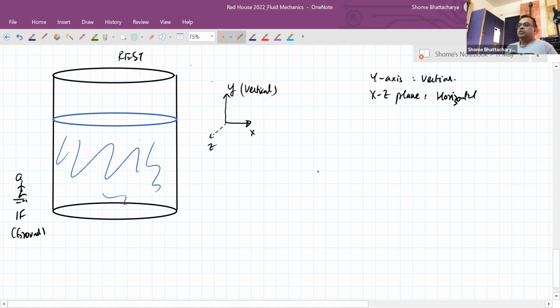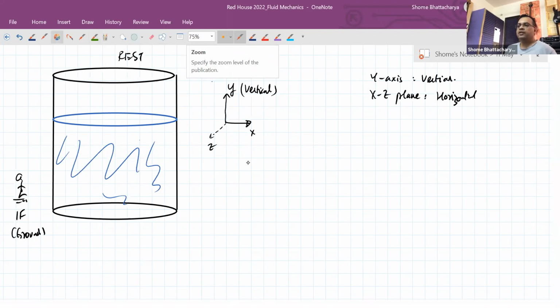So what we are going to show is that the pressure variation with the vertical axis is going to be negative because y is pointing upwards. That means as we go upwards, the pressure should be decreasing, and the pressure gradient for the x and z axes should be 0. So how we'll prove that is by very simple applications of free body diagram and the concept of Newton's laws of motion.